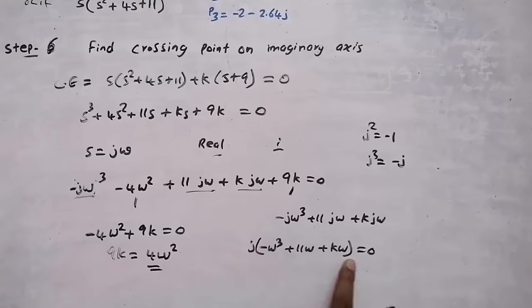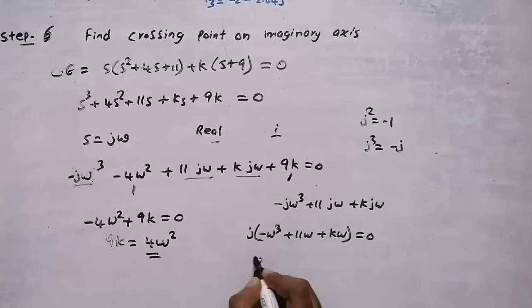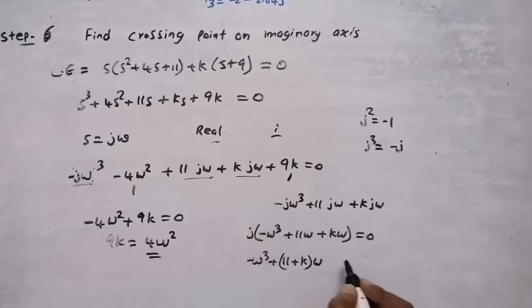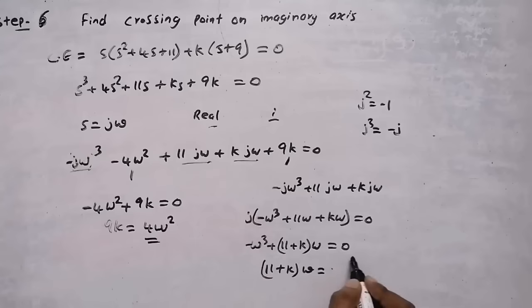So this is the imaginary term. Equating that to 0, we will get omega minus omega cube plus (11 plus k) omega equal to 0. Here omega is common, so I am going to write (11 plus k) omega equal to 0. Minus omega cube I am going to take to the other side, so it will become (11 plus k) omega equal to plus omega cube. Now omega will get cancelled, and we will get omega square equal to 11 plus k.